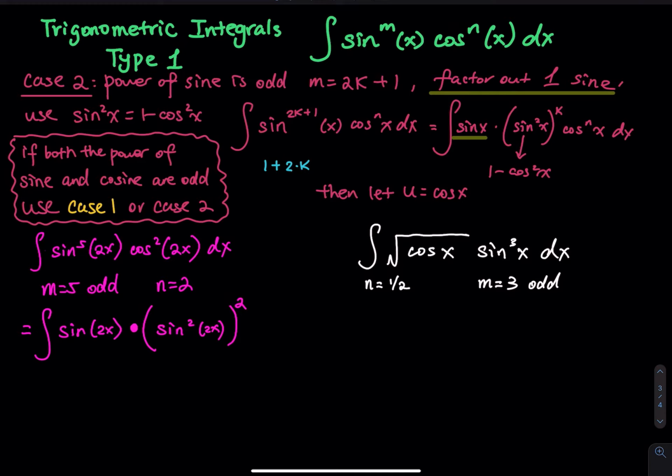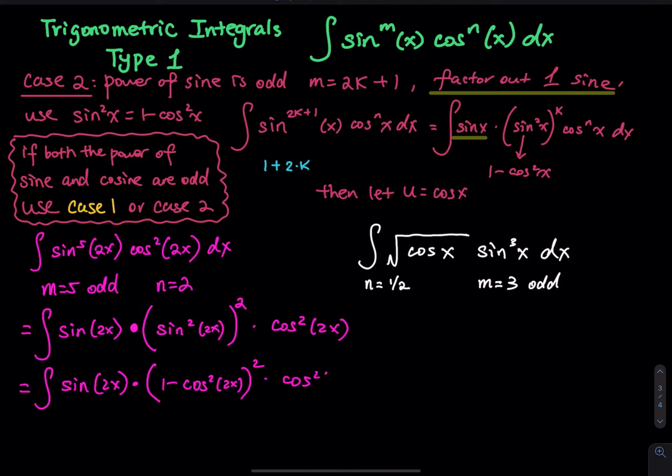And then the cosine, in this case, we do not change, so that stays as cosine square 2x. And then you have to use the fundamental identities to rewrite the sine square as 1 minus cosine square. So let's do that. We have integral sine of 2x, times 1 minus cosine square 2x, squared, and then times cosine square 2x, dx. This line is long, so we cannot show both integrals on the same page.